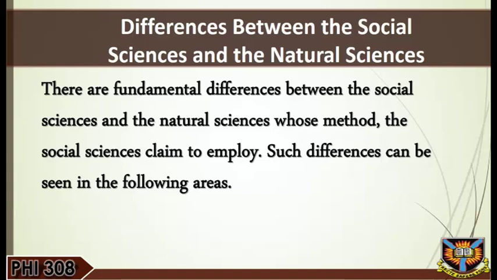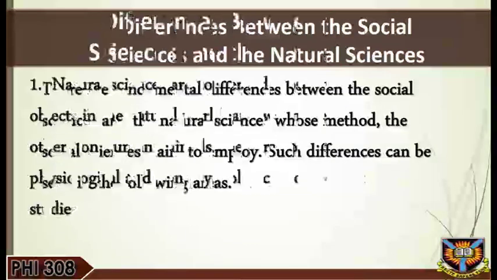At this level of study, it is however safer for us to avoid pursuing any of these positions to the extreme. Although the social sciences claim to study human society and institutions as well as the relationship of individual members within society in a scientific manner, it has however been ascertained that there are fundamental differences between the social sciences and the natural sciences, whose method the social sciences claim to employ. Such differences can be seen in the following areas.